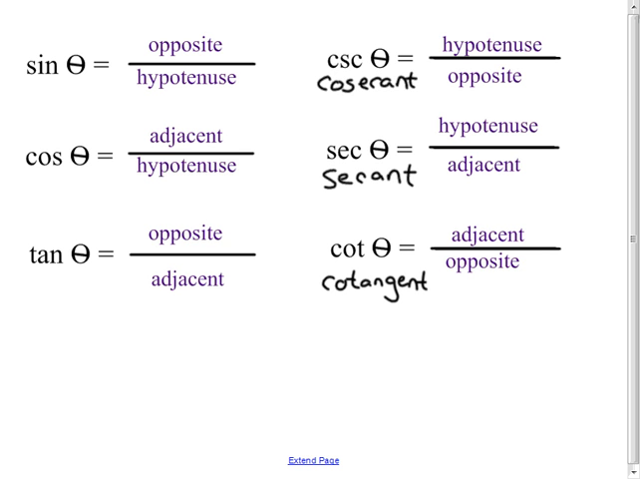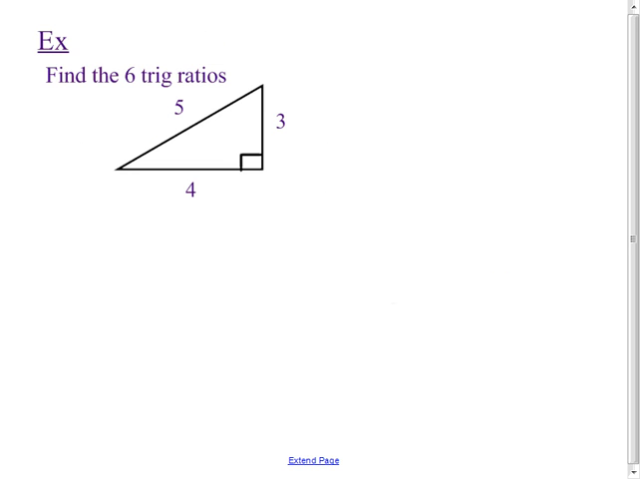Secant is the reciprocal of cosine, which is hypotenuse over adjacent. And cotangent is the reciprocal of tangent, which is adjacent over opposite. So it's just simply the reciprocal of each of those. So if I ever ask you for a ratio, it's just the reciprocal of the initial one. So if you do your three main trig functions, then you can do the reciprocal to find the other three.